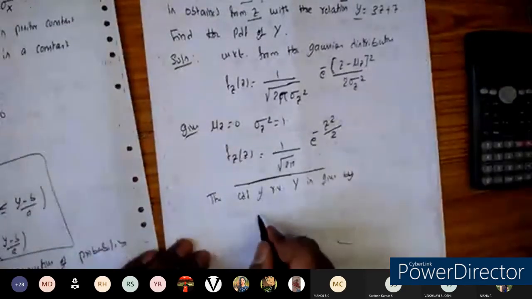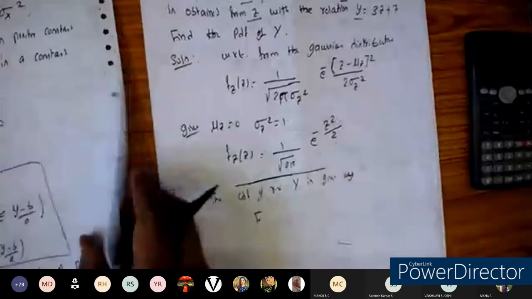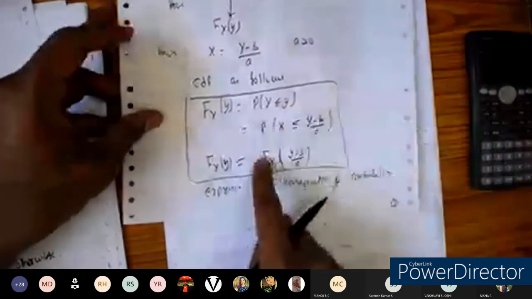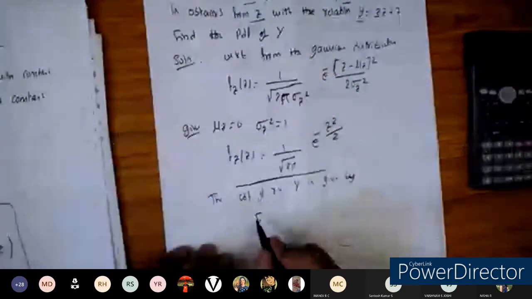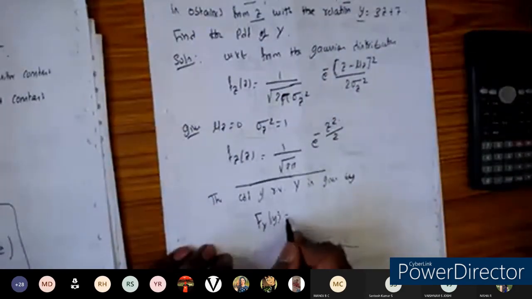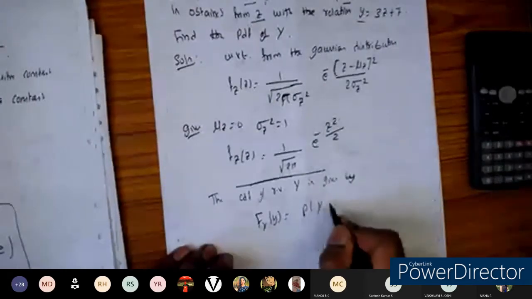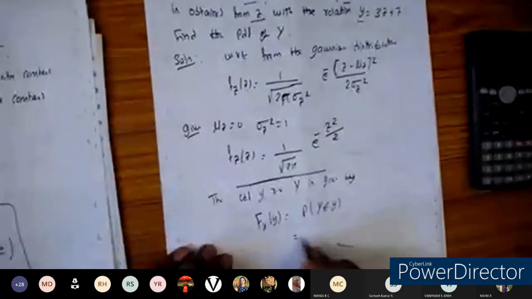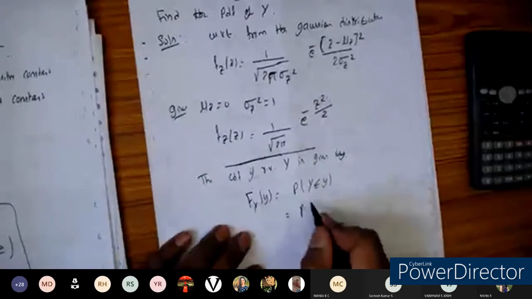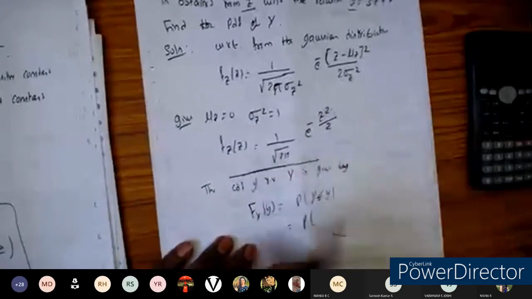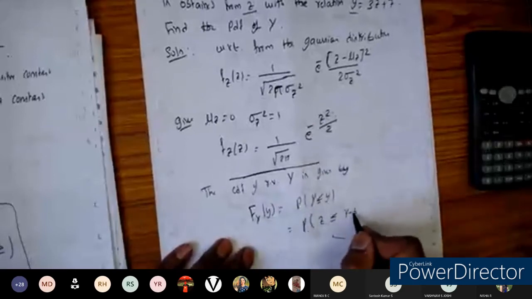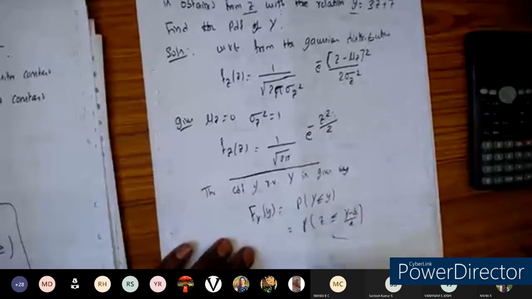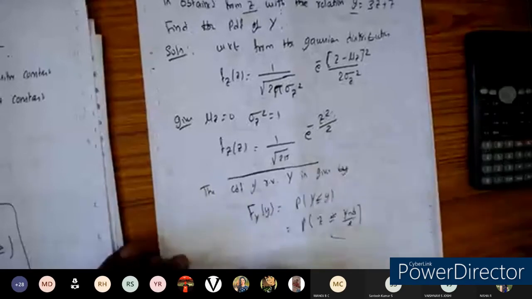By definition, I'm going to use the same set of expressions here. So it is F_Y(y), which is equal to the probability that Y can take a value less than or equal to y. This is equal to the probability that, in place of X, I use Z, so Z can take the value less than or equal to (y minus b) by a.